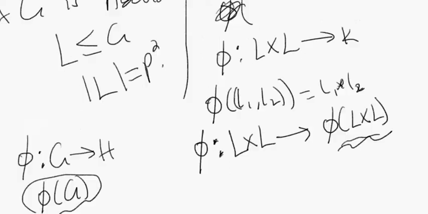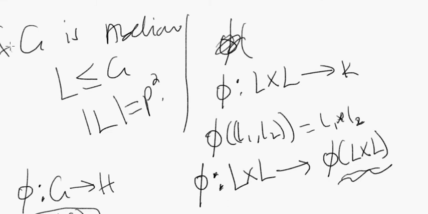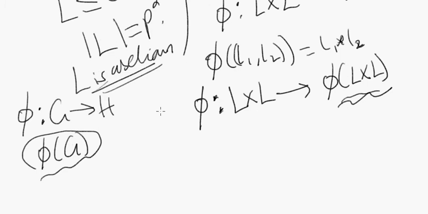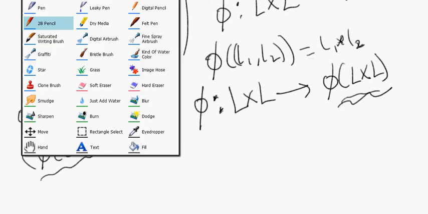Let's say instead that G is our ordinary group, but L is abelian. L is the abelian one. So then phi from L cross L to phi of L cross L given by L1 cross L2. Jeez. Yeah, this actually is turning out to be complete nonsense.